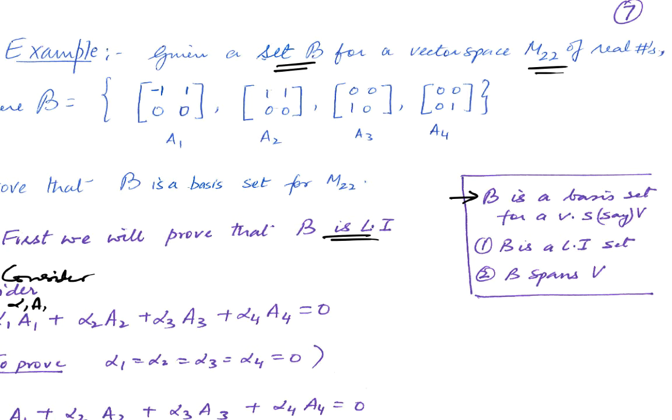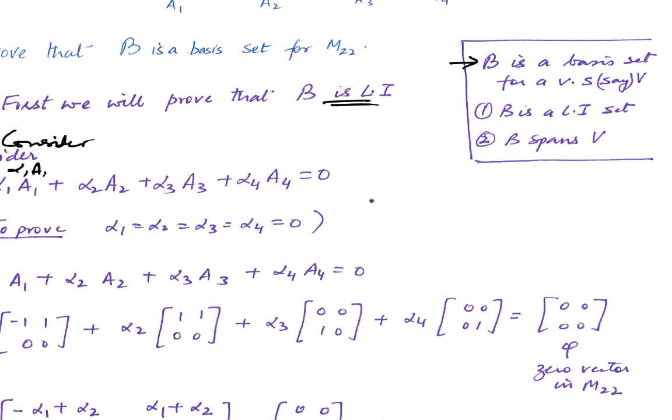So now we're simply going to plug in these values. So this is alpha 1 times matrix A1 plus alpha 2 times matrix A2 plus alpha 3 times A3 plus alpha 4 times A4. Now remember, this is a 0 vector. Now when you're looking at this vector, we have to make sure what vector space we are coming from. This is an element of M22. That means every element inside this matrix is 0.